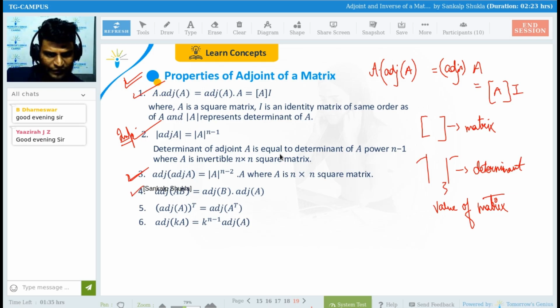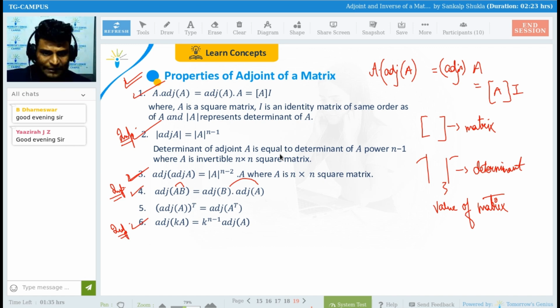Fourth one is adjoint of AB is adjoint of B into adjoint of A. This is also very important. If you have two matrices, first multiply those two matrices AB and then take the adjoint, and then you have to find individual adjoints of the two matrices. It is never adjoint A into adjoint B. It is adjoint B into adjoint A. The order of AB is reversed. And this property: adjoint A whole transpose is adjoint A transpose. You can find the transpose and then the adjoint, or the adjoint and then the transpose. Both are the same. This is also very important.